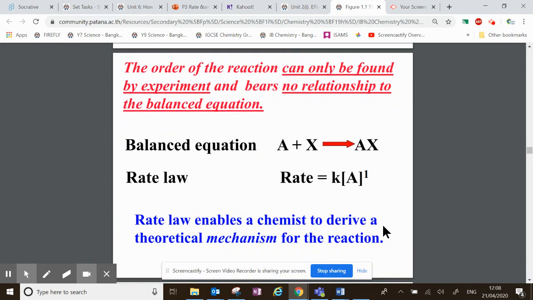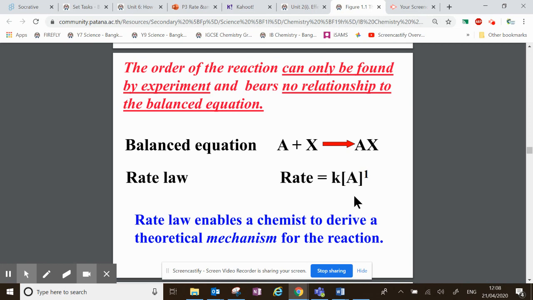Now this is written here and underlined in red. I said it right at the start. It's really important. I wanted to say it from the outset and mention it again at the end. You can only find this type of rate equation, or what we sometimes call the rate law, by doing experiments. You can't predict this by looking at the balanced chemical equations.